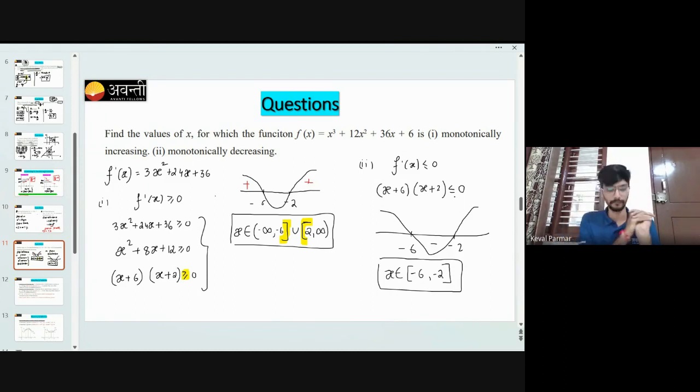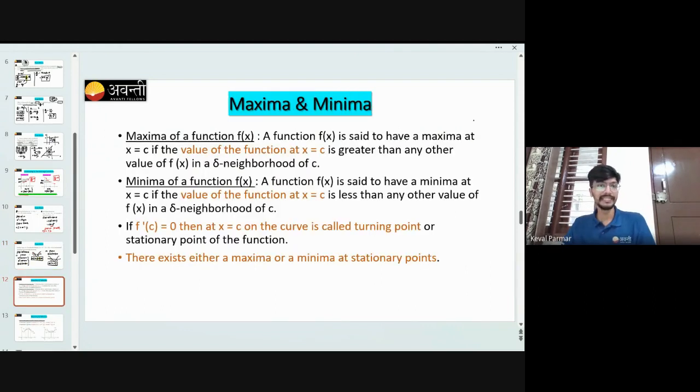Last part means the fourth and the final application, which is maxima and minima. So what is maxima and minima? Let us check. Maxima means the maximum value of the function. Minima means the minimum value of the function. So when we are talking about maxima and minima, basically we are talking about the maximum and minimum value of the function. So what does maxima mean? That is only a definition. It is that maxima at point x equal to c if the value of the function at x equal to c is greater than the other values.